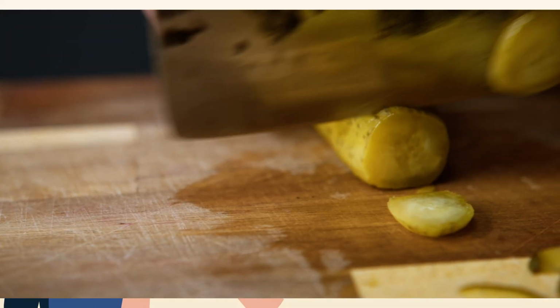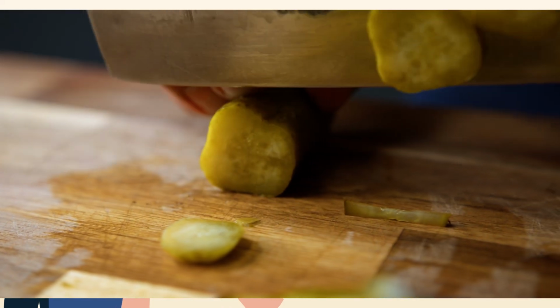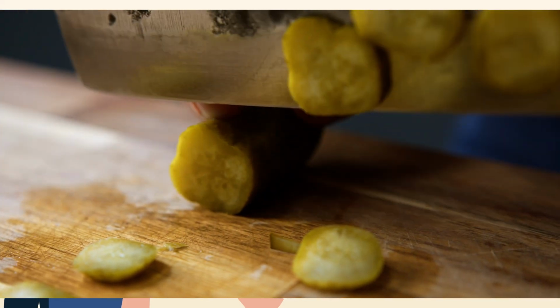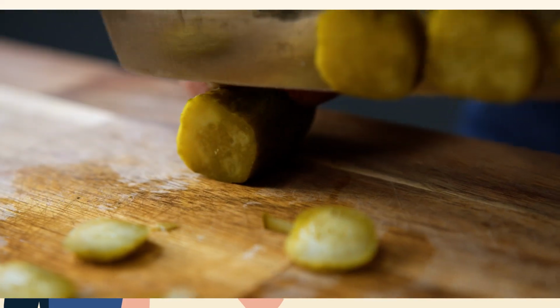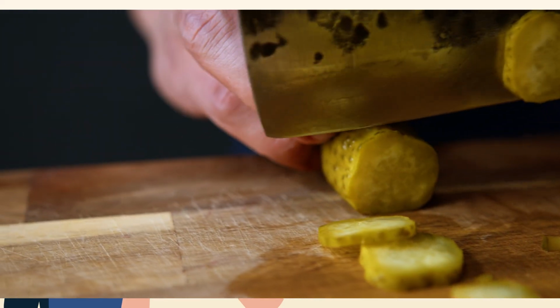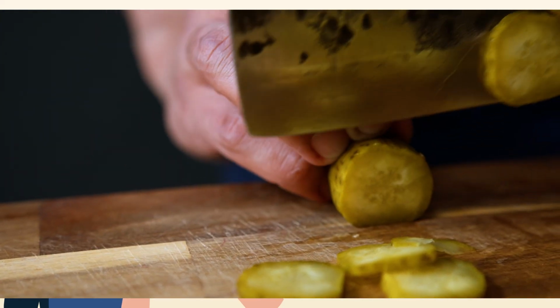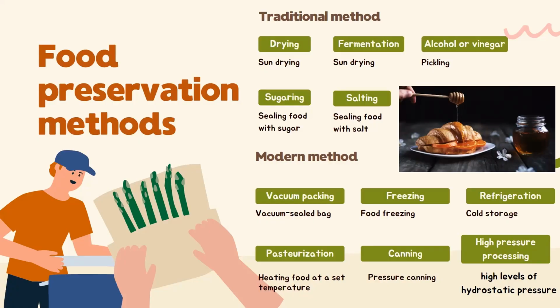Third is pickling. Pickling involves immersing food in an acidic solution, typically vinegar or brine, which helps preserve the food by creating an environment hostile to spoilage microorganisms. Vegetables, fruit, and certain meats can be pickled.